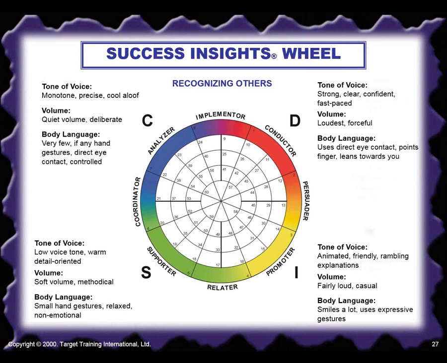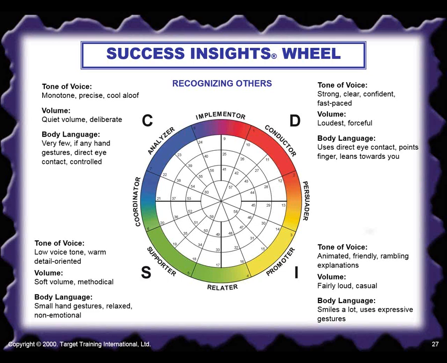Okay, so let's look at this page, which is very critical. How do you recognize this? Let's look at D. The tone of voice is strong, clear, confident, and fast-paced. Volume is loudest and forceful. Body language uses direct eye contact, points fingers, leans toward you. So think of somebody in your work environment, and I'm sure you could find somebody who's a D.